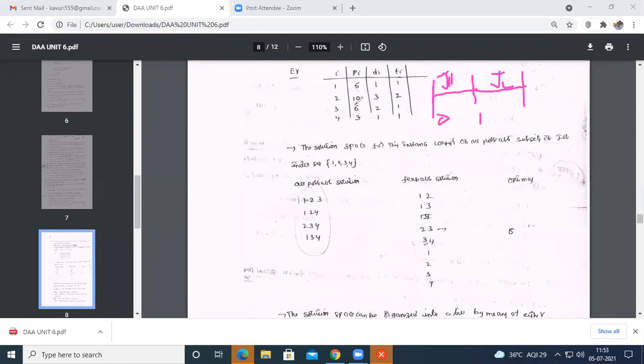Sorry, it is not the second job, it is the third job, with 1 comma 3. Next we execute the second job, but its deadline is 3. The second job is not completed within 3 seconds, because 2 seconds are already used and it completes within 4 seconds. So not all jobs are completed within the deadline, only 1 2 completes within the deadline.